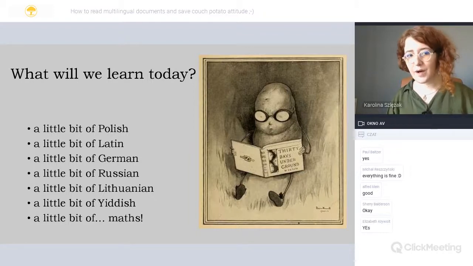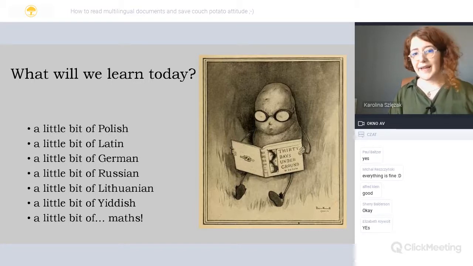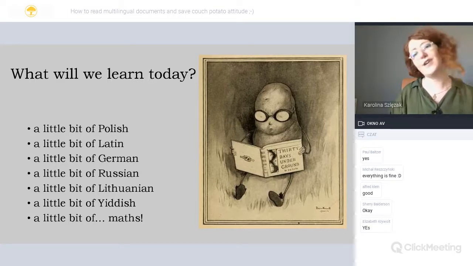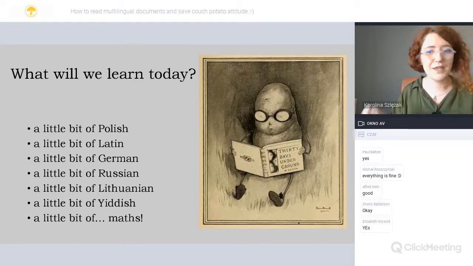Today we will speak about some useful tips for reading in Polish, reading in Latin, reading in German, in Russian, Lithuanian, and a little bit of Yiddish and a little bit of Hebrew.